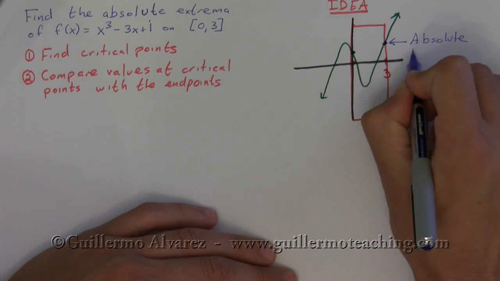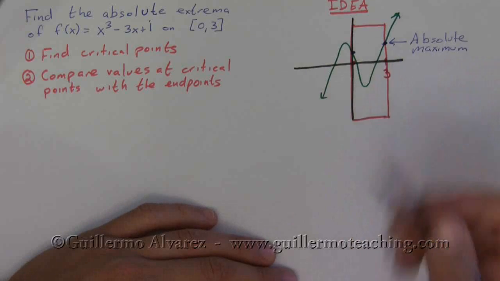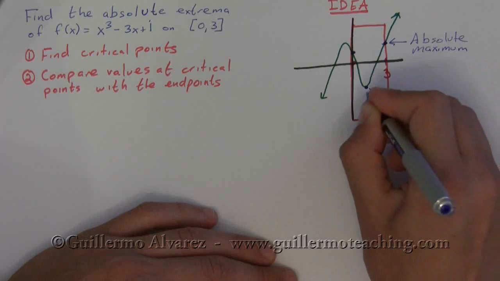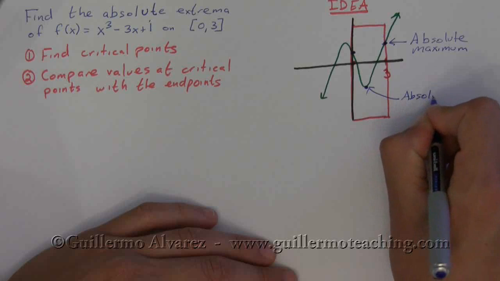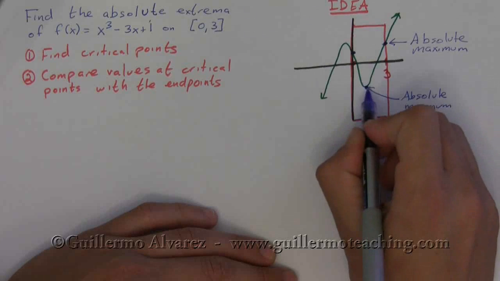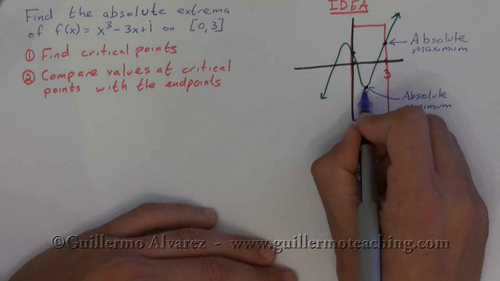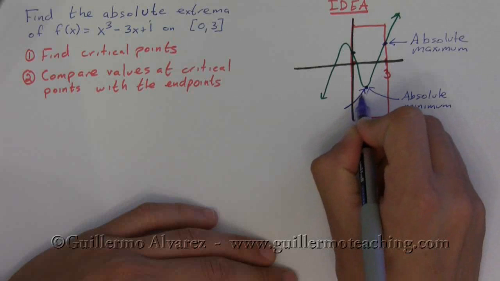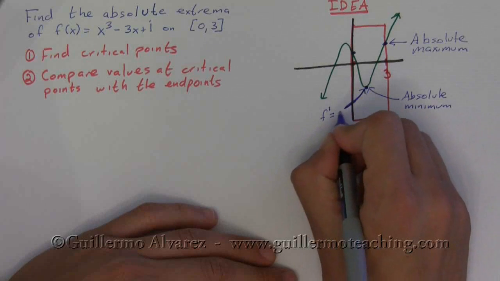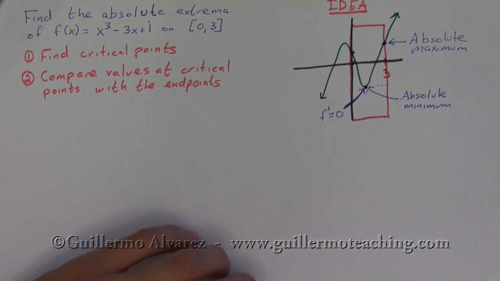So this would be the absolute maximum. And that happens at an endpoint. Okay, but then the absolute minimum, well, that's obviously this one down here. And this happens at a local minimum. Now remember, local minimum, this is a spot where the derivative is equal to 0 because the slope of the tangent line is 0.